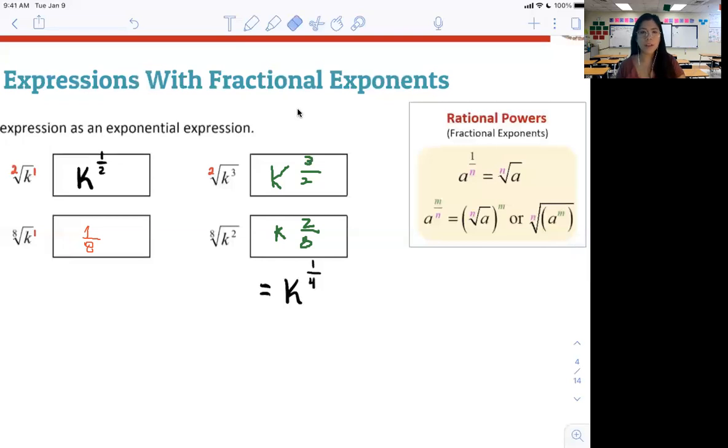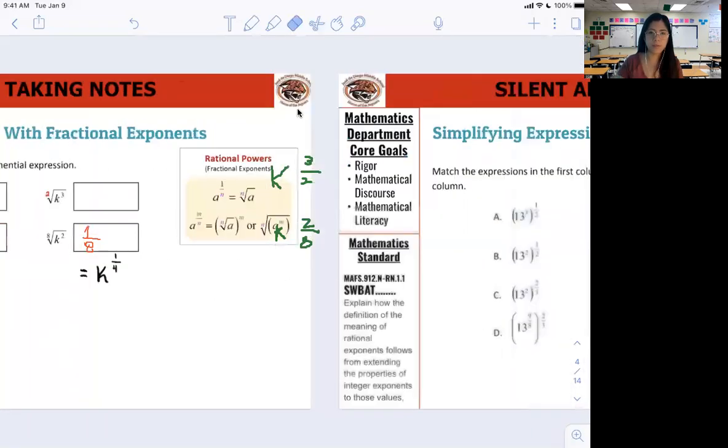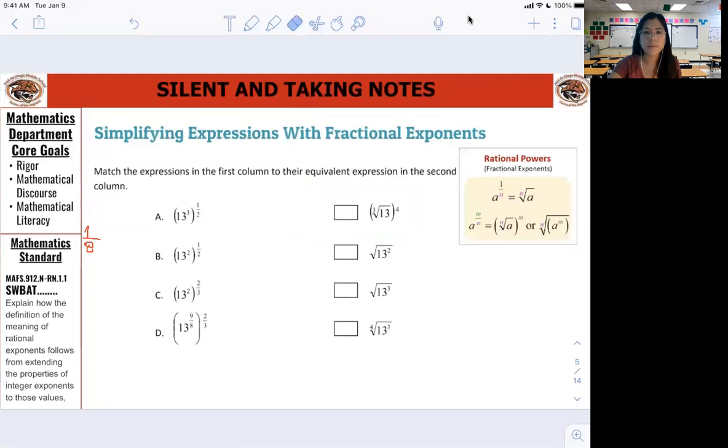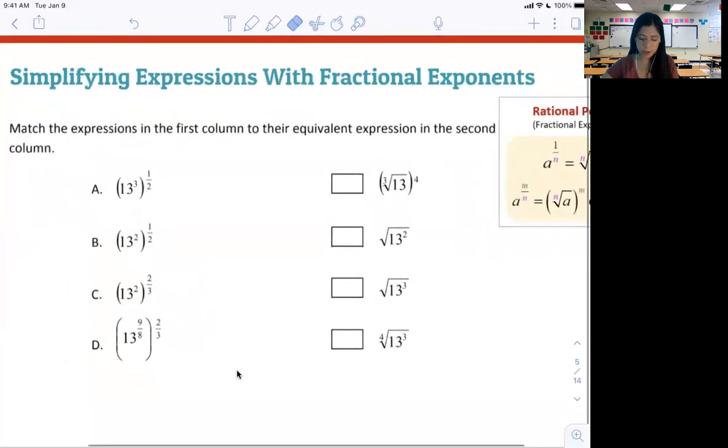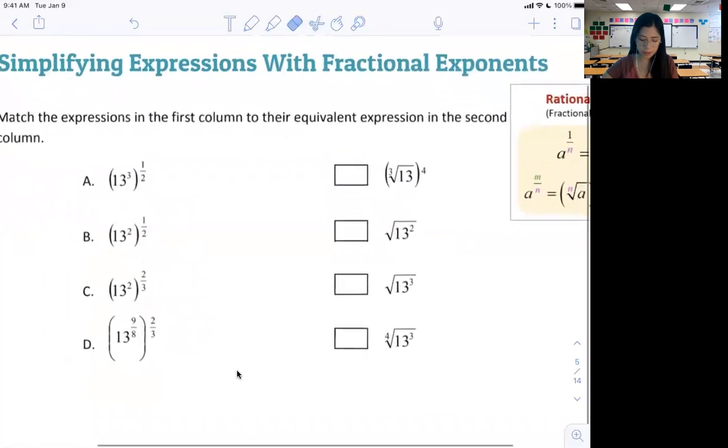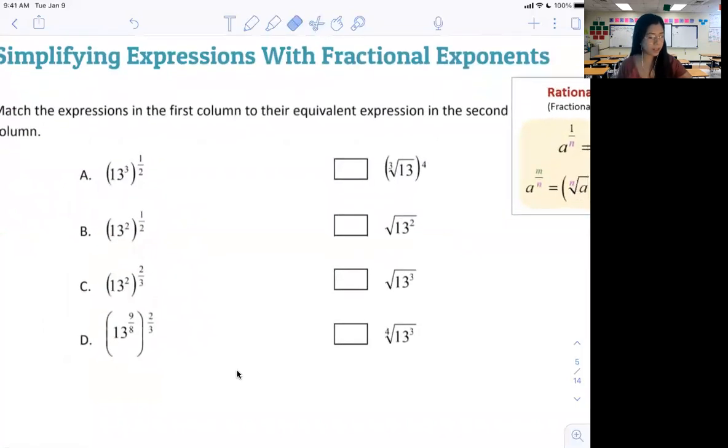Okay, so let's keep it going. Let's do a couple more. Let me erase. Okay. So now we're going to match the expressions in the first column, so on the left, to their equivalent expressions in the right column. Now this is something I do want you guys to write into your notebooks. I know it's kind of a lot, but go ahead and start writing it down. Take about a minute to see if you can come up with the right answers for this one.